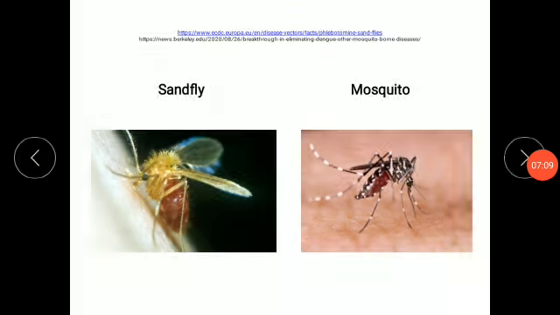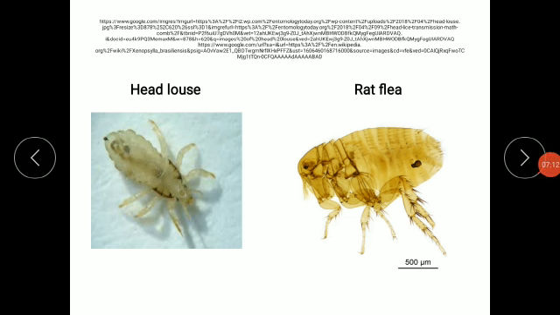Then next, the head louse. This head louse is present in the hair of the head. These head lice are also responsible for causing disease, as they carry microorganisms, and due to that particular microorganism, humans suffer from trench fever, relapsing fever, or typhus fever.